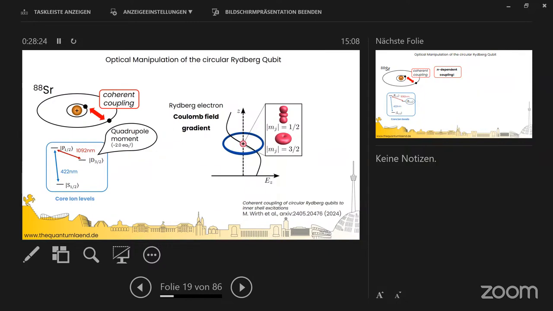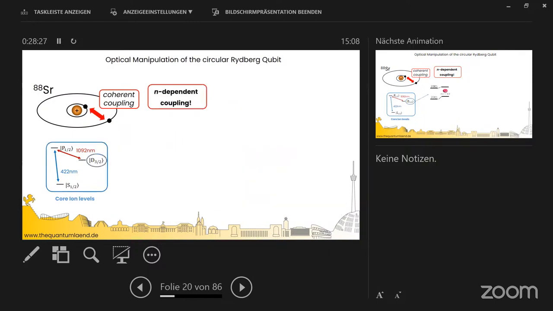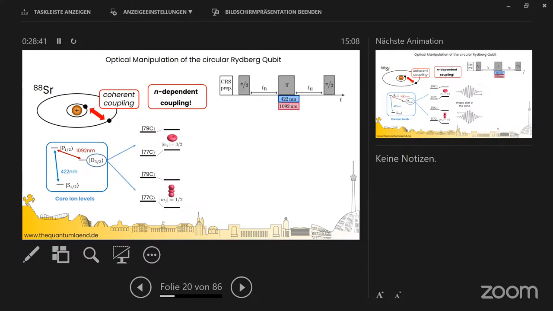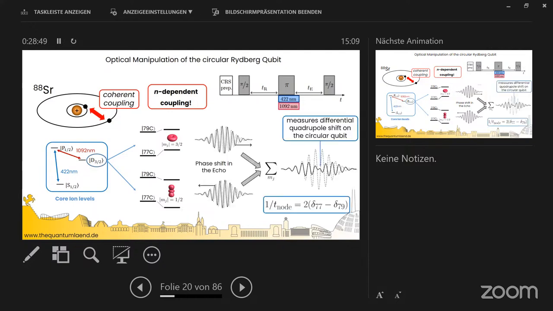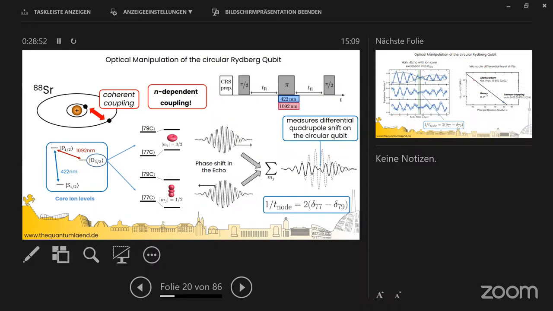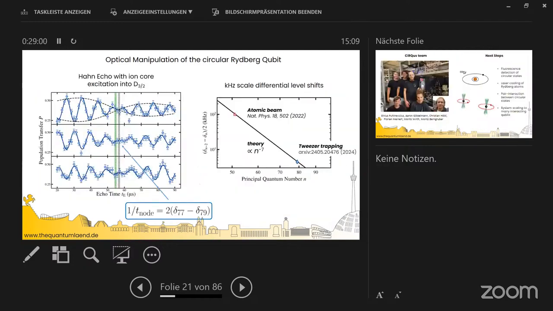I have to be very quick, I think it's 1 minute or so. In principle, what you can do is sense this level shift on the circular orbit. It also depends on the MJ quantum number in which you come. It can be a redshift or a blue shift. We can explore this in our Ramsey interferometer by looking at shifts of the Ramsey fringes in spin echo. You measure these Ramsey fringes, the presence of this quadrupole interaction. You can actually determine its interaction strength, which we find to be in the few kilohertz range.